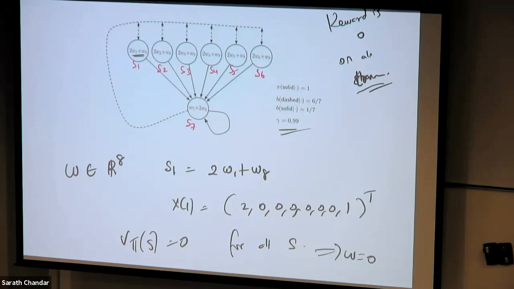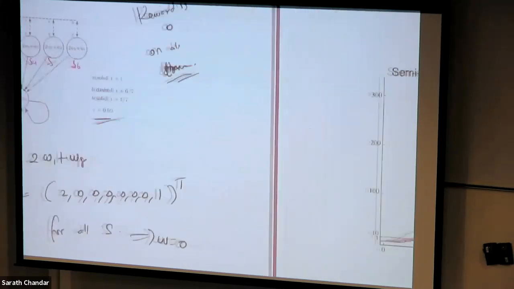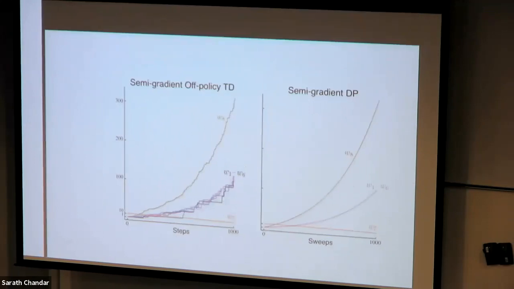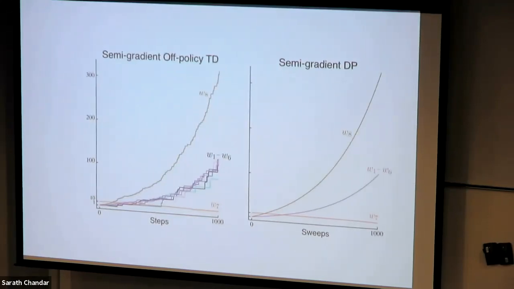Okay. Now, for this particular example, you can implement it. It is actually very simple. You will see that semi-gradient off-policy TD is going to diverge for any possible configuration that you can think of. Okay, so all the estimates are diverging.